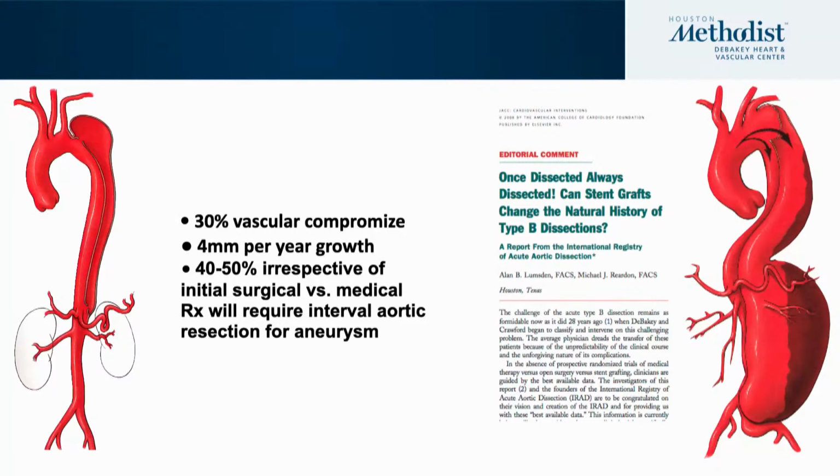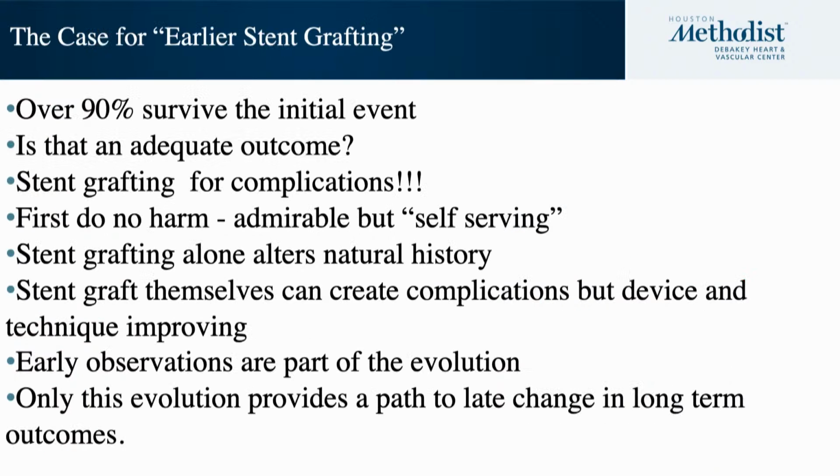But this is a paper I wrote with one of my cardiac surgery partners, Mike Reardon, published in JACC. It was this concept that once dissected, always dissected. Can we alter the natural history by putting in stent grafts? Now, there are a number of different studies that look at this, the VIRTUE trial, INSTEAD-XL. We still don't really know the answer to that, but we think some of the answers are going to lie in the use of modern-day imaging.